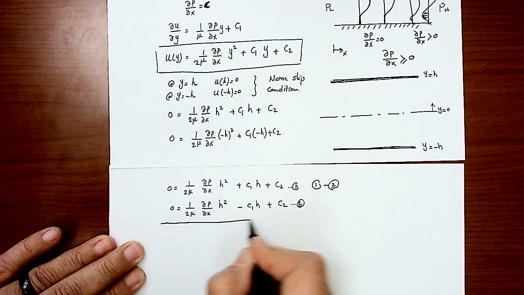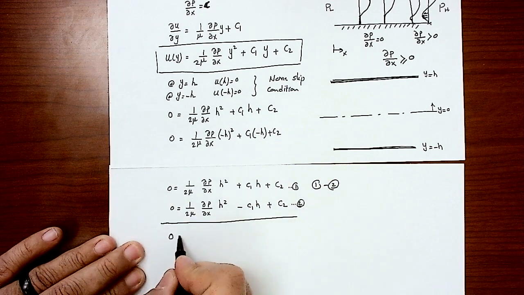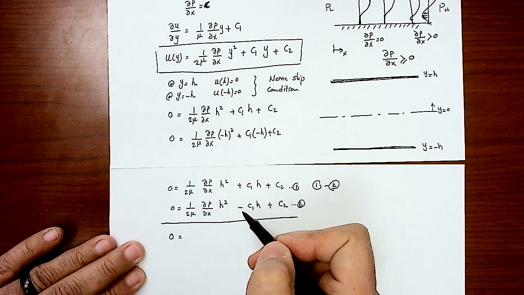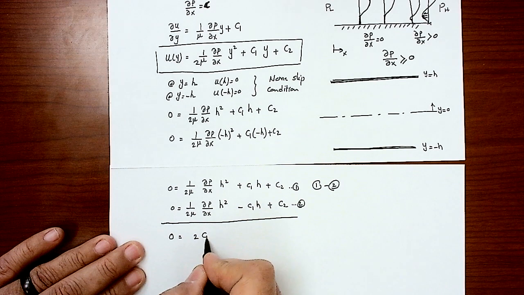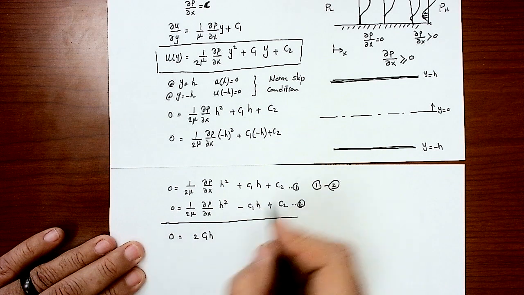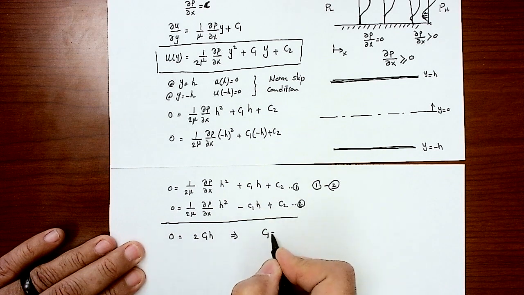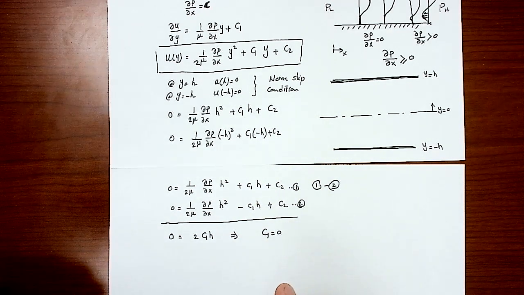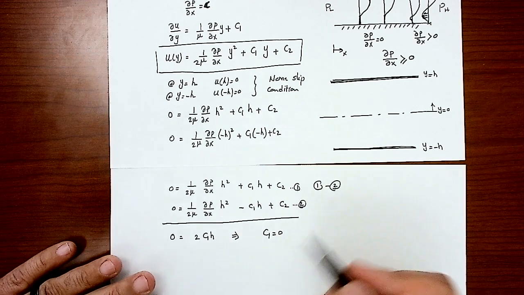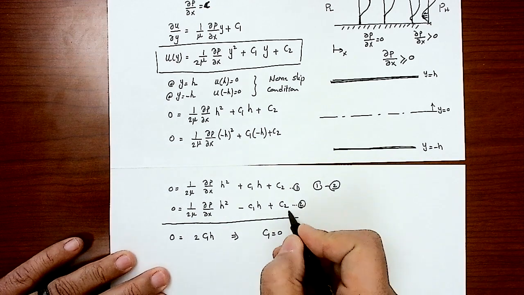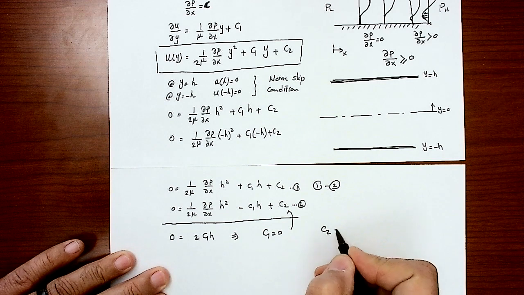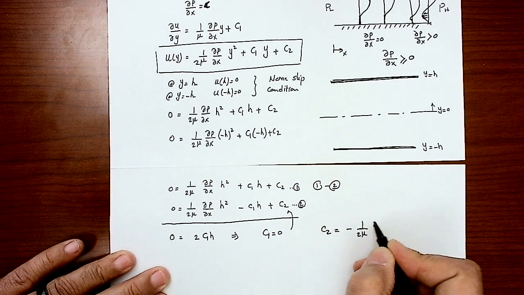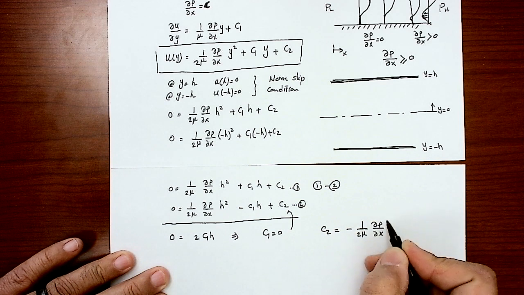If you subtract equation 1 minus 2, left-hand side is 0. This term will cancel out. C1H minus C1H, so I'm going to have 2 C1H. Then C2 will cancel out. This will lead me to that C1 is actually equal 0. You take C1, go back to any one of the equations to get C2. Anyone, it doesn't matter. I'll go to the second equation. So C2 will actually equal minus 1 over 2 mu partial P by partial X H squared.